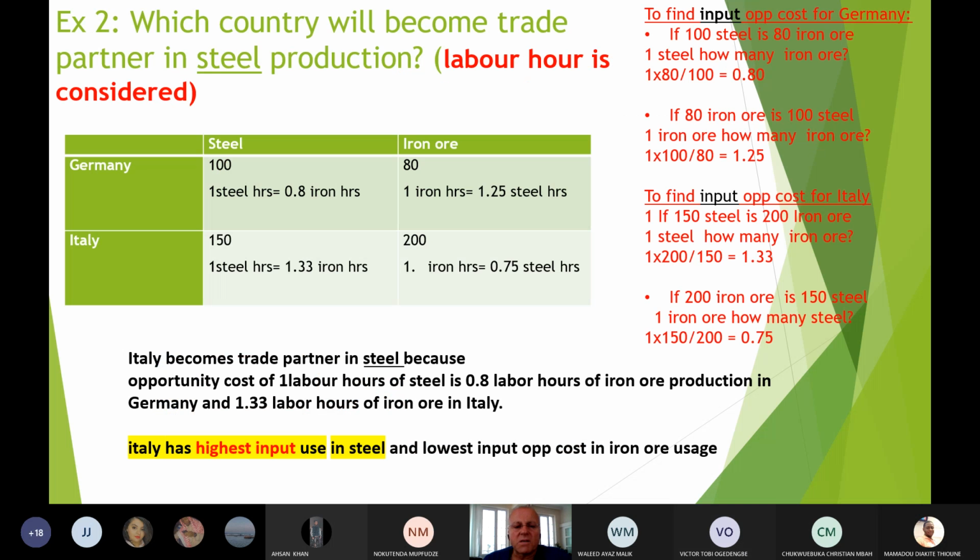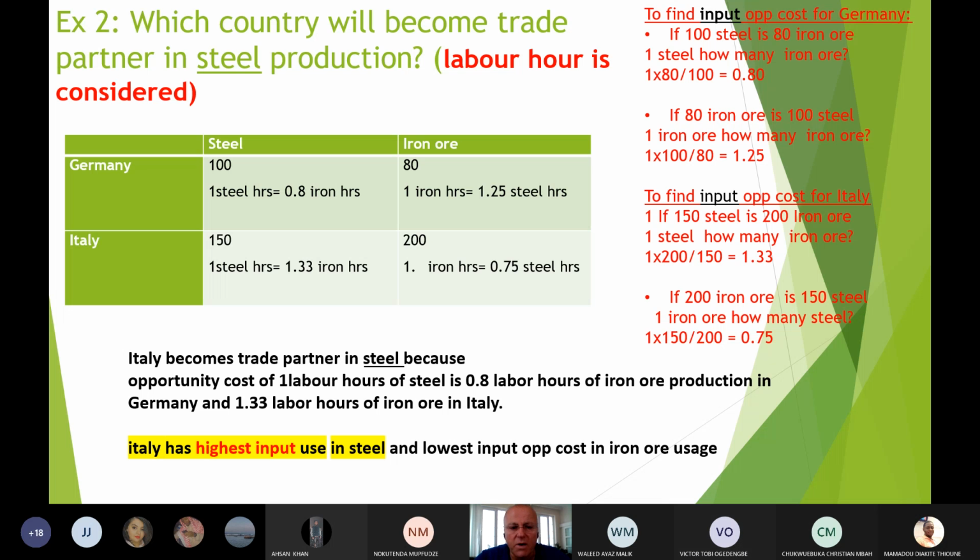And which country will become a trade partner in steel production if we concentrate on the input, so-called the labor, for finding again the input opportunity cost? If 100 steel is 80 iron ore, one steel, how many iron? Then you make again the simplest percentage calculation, and it makes 0.80.